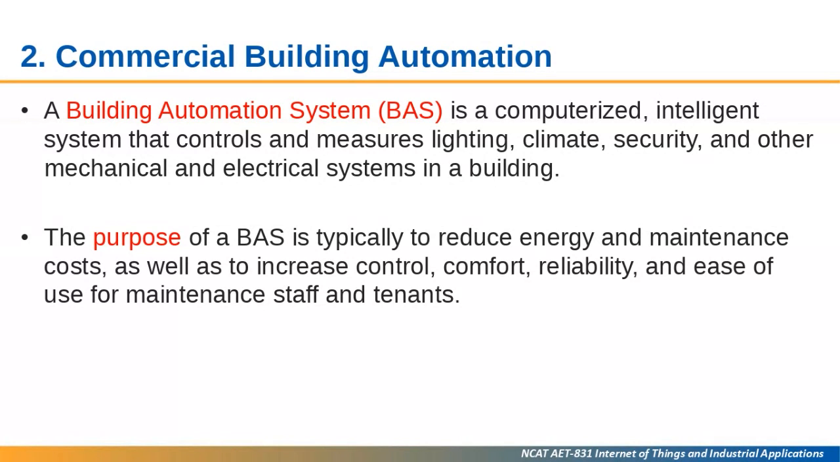So a building automation system is a computerized intelligent system that controls and measures lighting, climate, security, and other mechanical and electrical systems in a building. Basically, the electricity is just one part of it. The purpose of it is typically to reduce cost as well as increase control, comfort, reliability, and ease of use for maintenance.